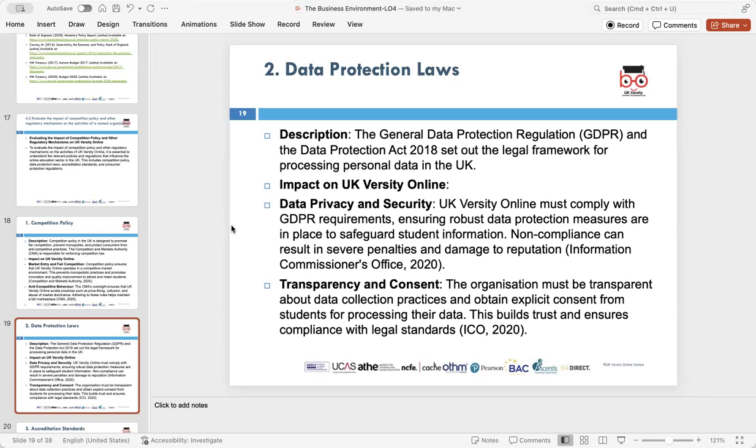Non-compliance with data protection laws can result in severe penalties and damage to the institute's reputation. Therefore, adherence to GDPR and the Data Protection Act 2018 is important for UK Varsity Online to maintain its credibility as a trusted educational institution.